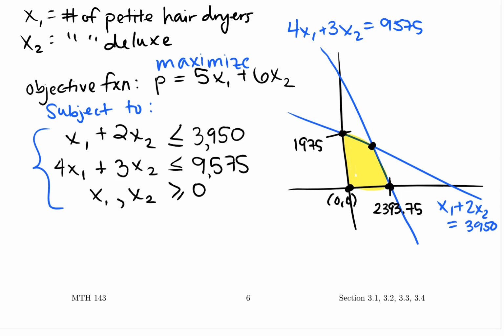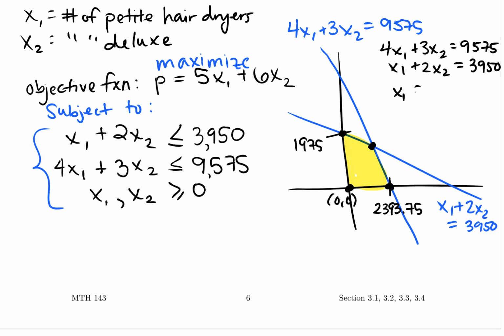So there's a couple ways that you could do that. We want to solve the system 4x1 plus 3x2 equals 9575, at the same time, x1 plus 2x2 is going to equal 3950. So use the techniques that we've done before. I would go ahead and use elimination or substitution.